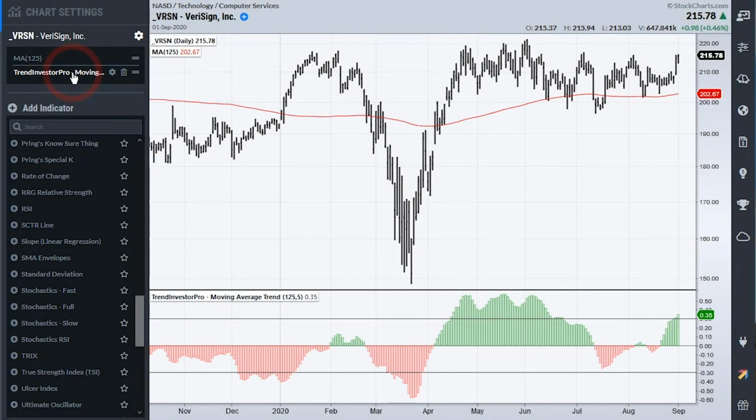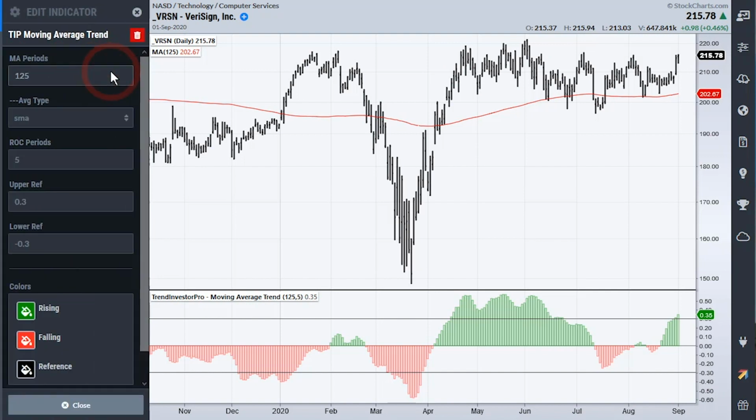Next up, we have the moving average trend indicator. You can see it up in the left-hand side. I've put it in there, and if I click on that settings button, I can see it's set at 125 days, and it's a simple moving average, my preference, and the rate of change is 5 periods.